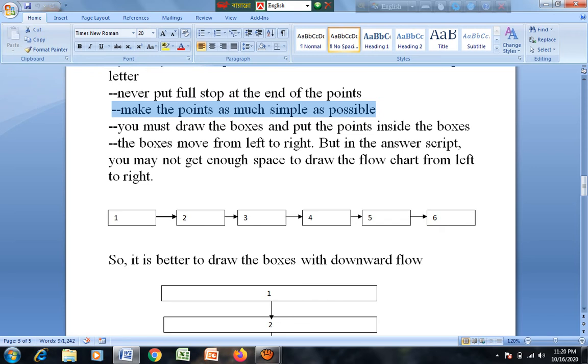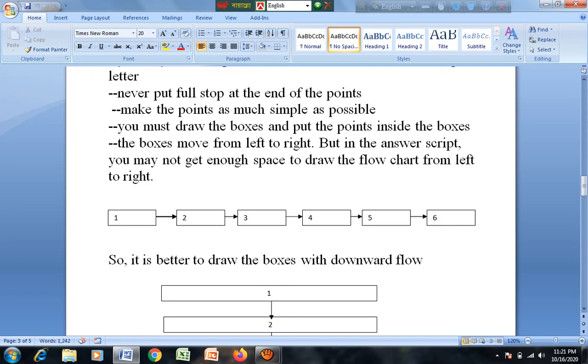Dear learners, now see, you must draw the boxes and put the points inside the boxes. Without the boxes, you will not get any marks in the answers. You must draw the boxes. Remember it. You must draw the boxes and put the points inside the boxes. Only then you are expected to get full marks.